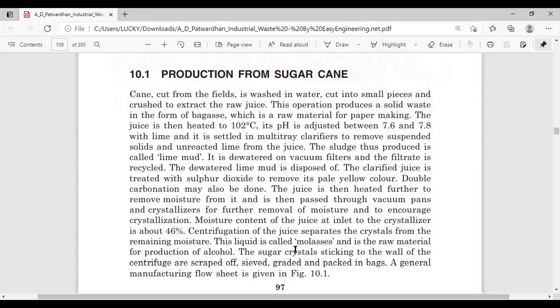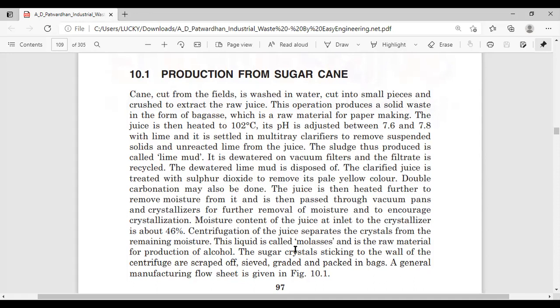The juice is then heated to 102 degrees centigrade. Its pH is adjusted between 7.6 and 7.8 with lime, and it is settled in multi-tray clarifiers to remove suspended solids and unreacted lime from the juice. The sludge thus produced is called lime mud.